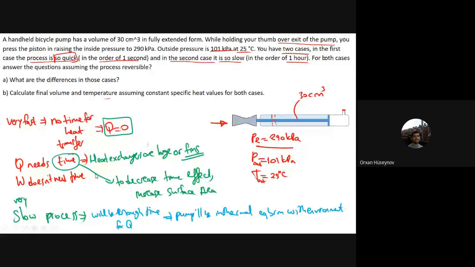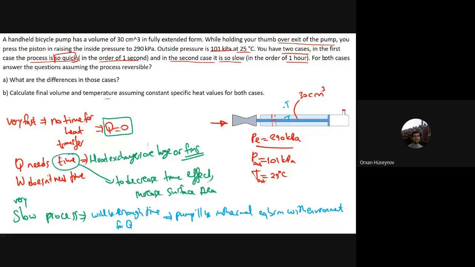Where we had said that if there is heat transfer, you need the time. And if the time is very large, then it means that there is enough time for heat transfer. So if there is enough time for heat transfer, the environment temperature will be approximately the same as the body temperature at all times. Okay.